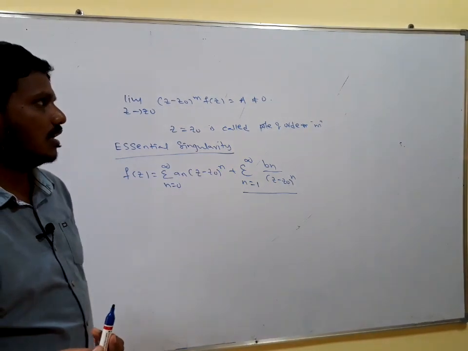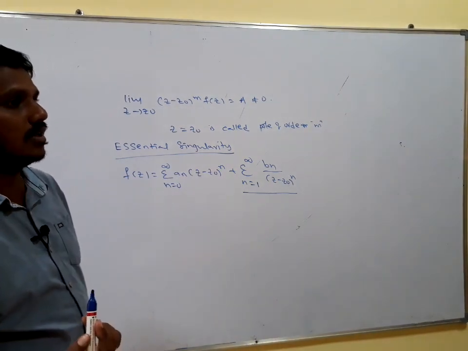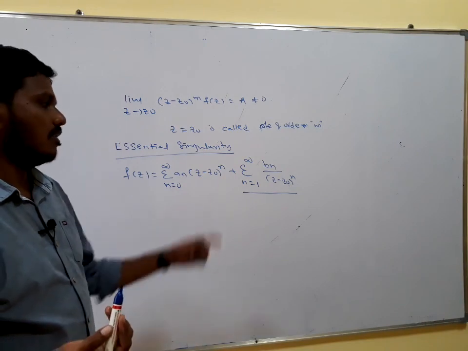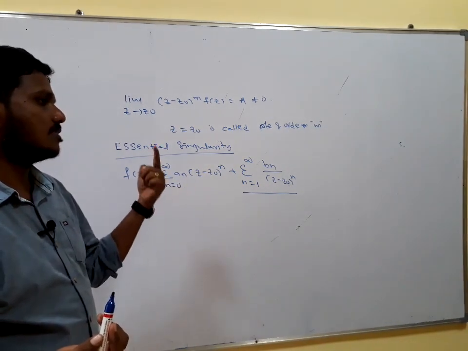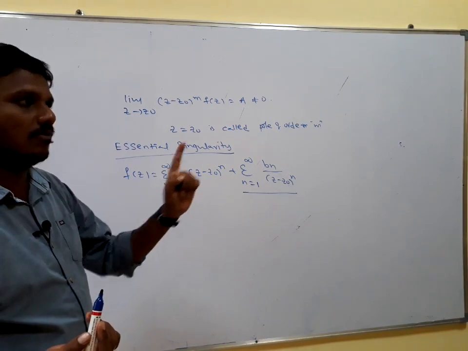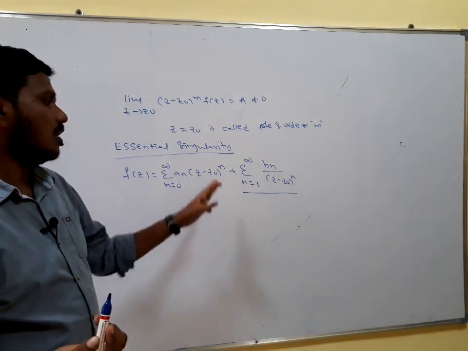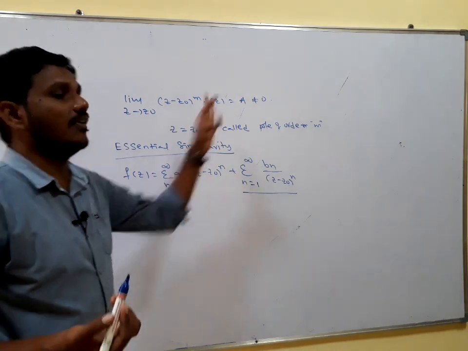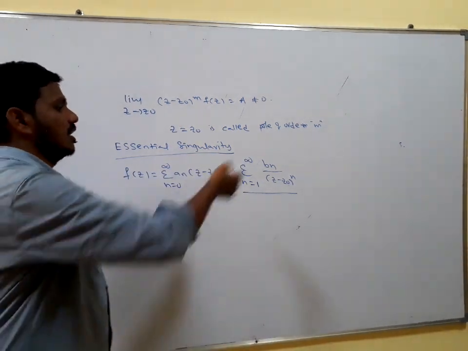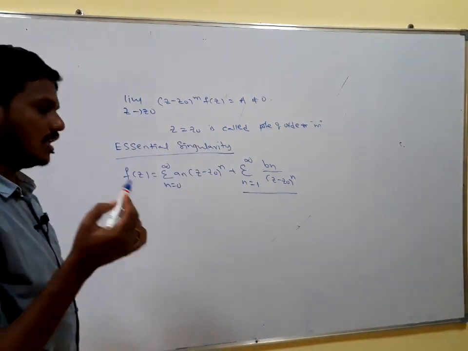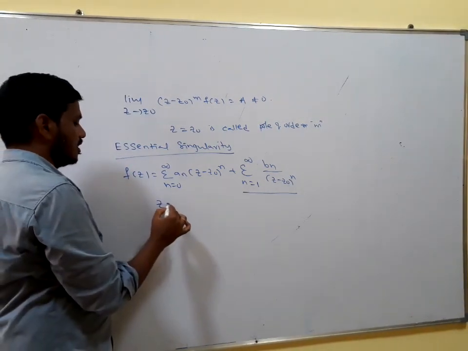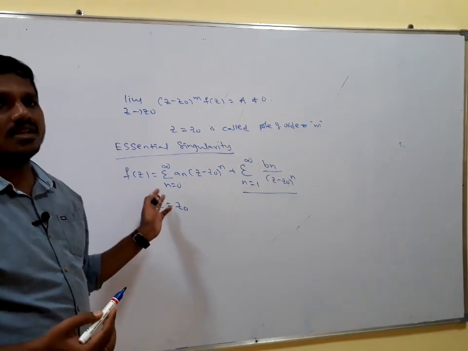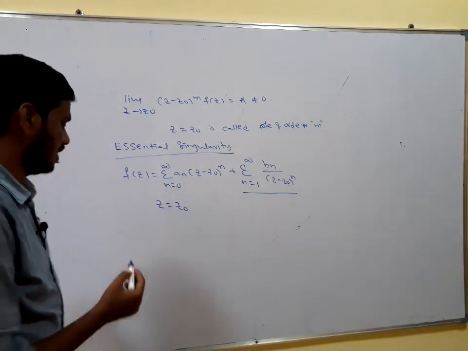If the principal part contains a finite number of terms, say m, we say that it is a pole of order m. If the principal part of the Laurent series expansion of f of z contains one term, it is a simple pole. If the principal part contains an infinite number of terms, in such case, the singular point z is equal to z naught is called, or f of z has, essential singularity. We say that it is essential singularity.